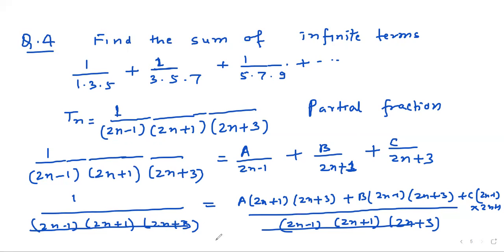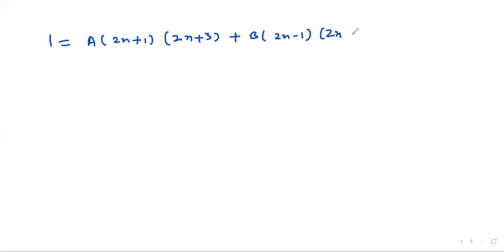So let's try to get the values of A, B, C. It is A times 2n plus 1 times 2n plus 3, plus B times 2n minus 1 times 2n plus 3, plus C times 2n minus 1 times 2n plus 1. Now let's choose some values of n so that any two parts should be 0. So suppose n equal to minus half. When we put n equal to minus half, this will become 0 and this will also become 0.